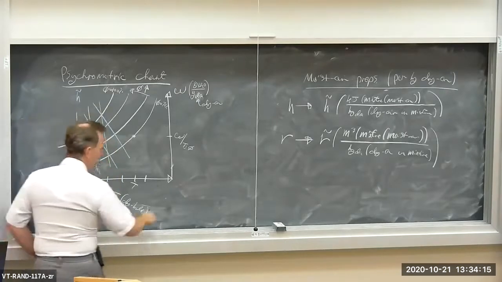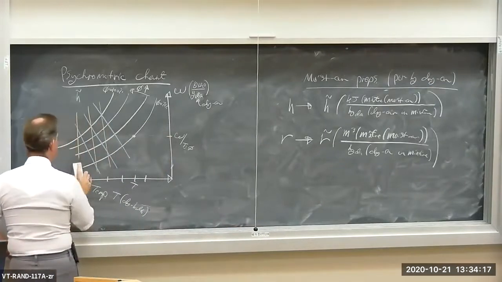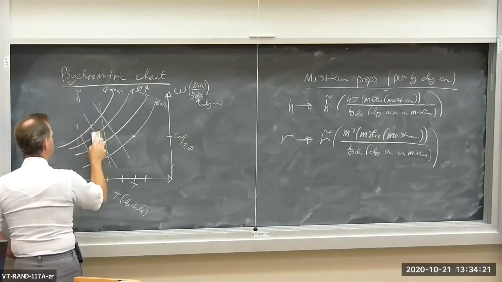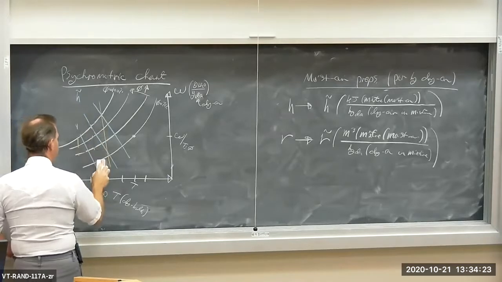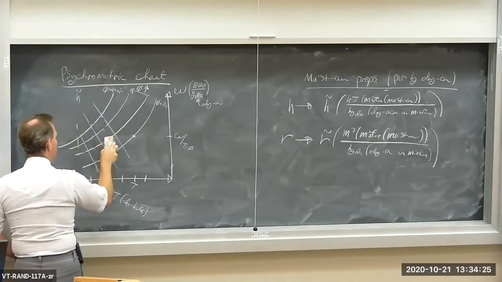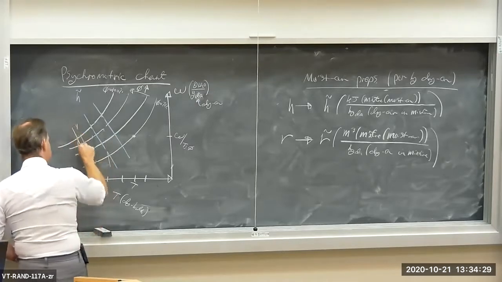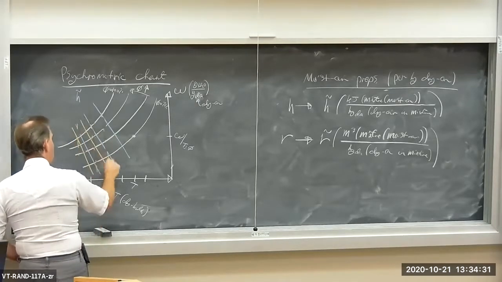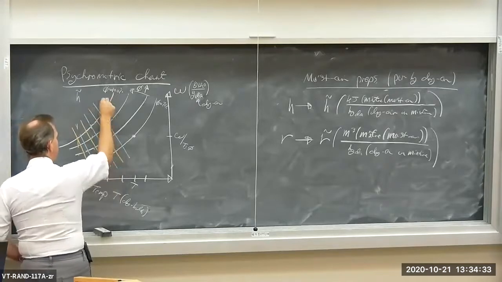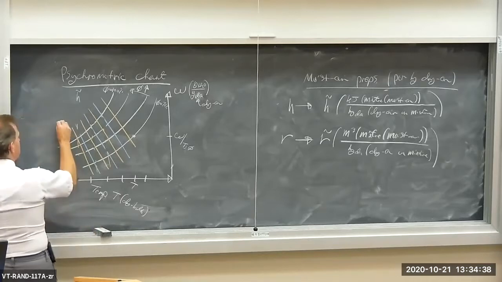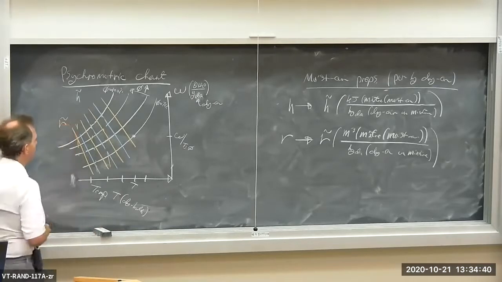They're not quite vertical. I think I'm making that a little bit too vertical. They got more of a slope than that. So we have lines of constant V tilde. So here's V tilde as well, okay?